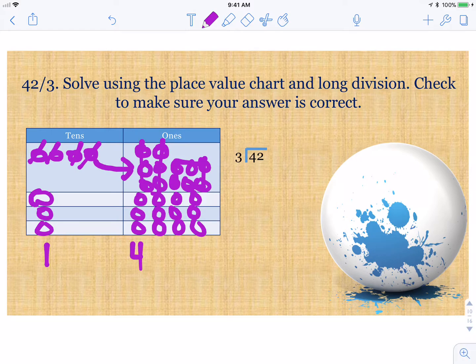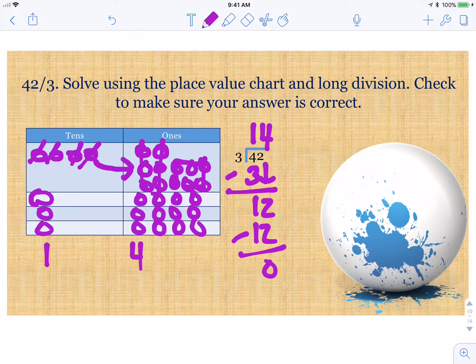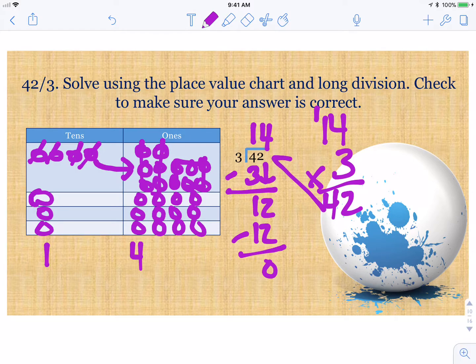So let's see if we're correct. 3 goes into 4 one time. 1 times 3 is 3. Subtract. 4 minus 3 is 1. Check to make sure my answer is not bigger than the divisor. It's not. So bring down the 2. 3 goes into 12 4 times. 4 times 3 is 12. My remainder is 0. I got 14. Let's check to make sure we're correct. 14 times 3. 4 times 3 is 12. Carry the 1. 3 times 1 is 3 plus 1 is 4. Does it match? Yes, it does.